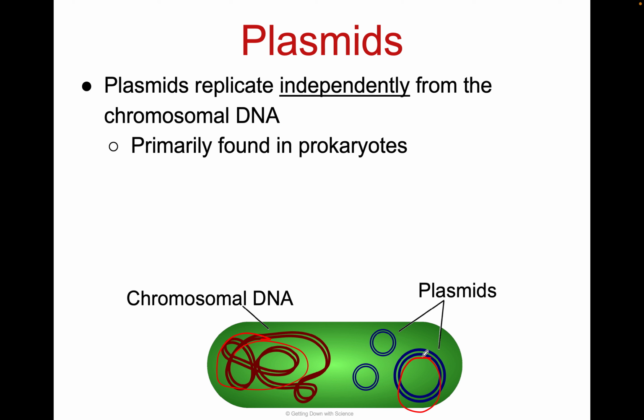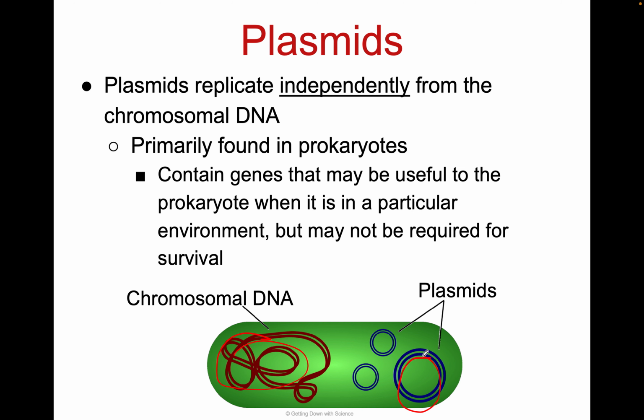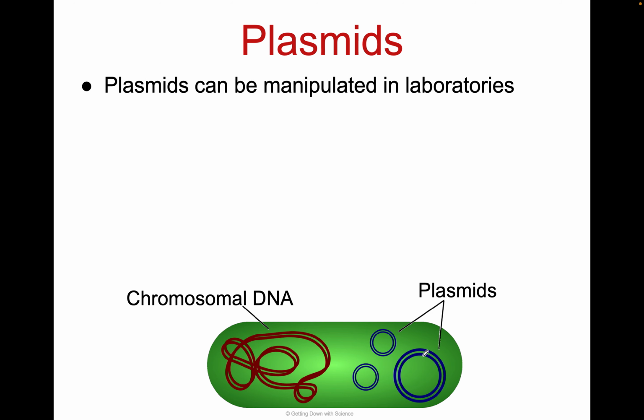Some eukaryotes have them, but not too much, so we're going to disregard. It contains genes that may be useful to the prokaryote in a particular environment, but may not be required for survival. So this is your quorum sensing that we talked about. This is being able to regulate things in the environment or regulate their own protein expression through changes in the environment and be able to send out those signals really rapidly and quickly.